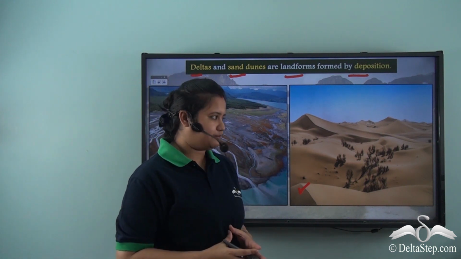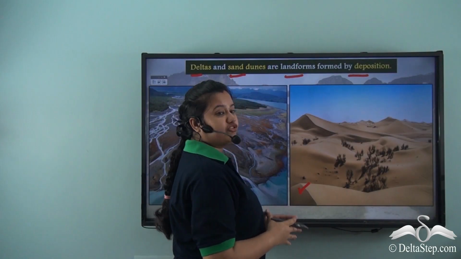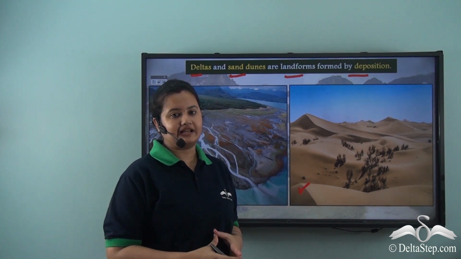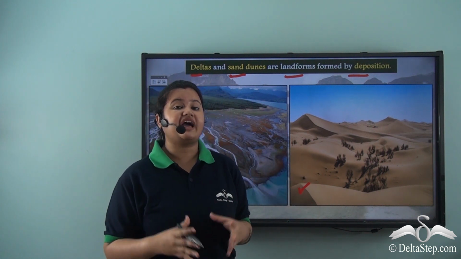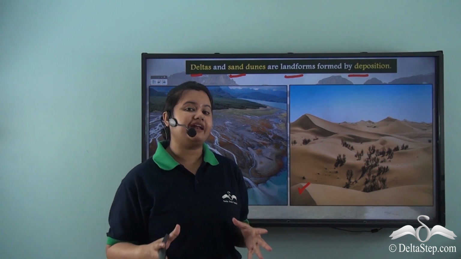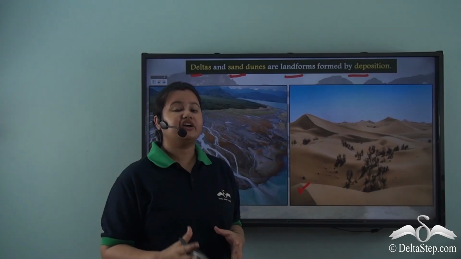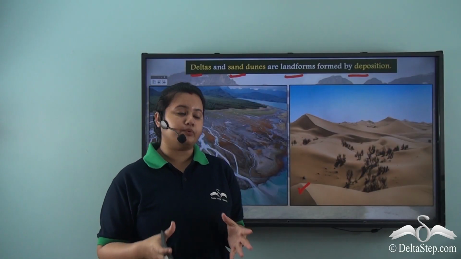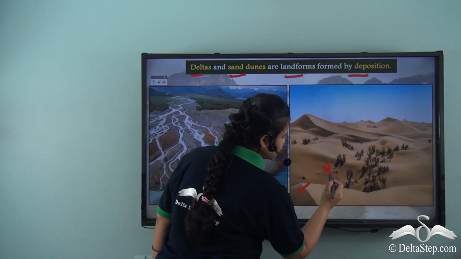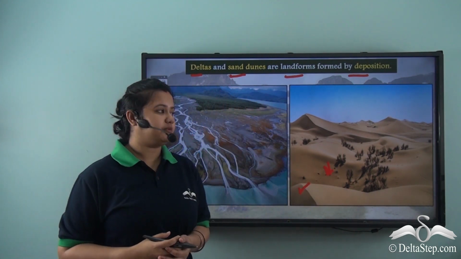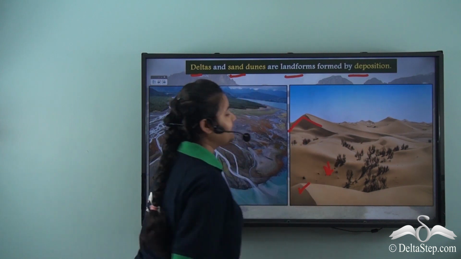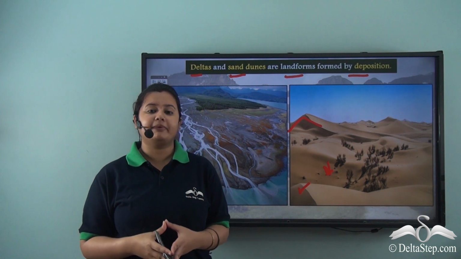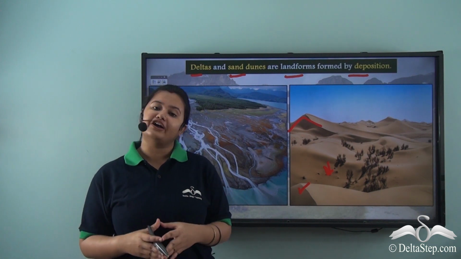Now coming to the second picture. This is the picture of a desert, and we know in a desert we can find vast stretches of sand. Now sand is very loose and easily blown away or carried away by wind. Now when the flow of wind is obstructed by an obstacle, say a boulder or a bush, it deposits the sand particles here, and this leads to the formation of sand dunes. So sand dunes are an example of landforms formed by the depositional work of wind.